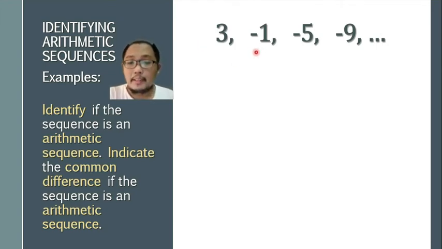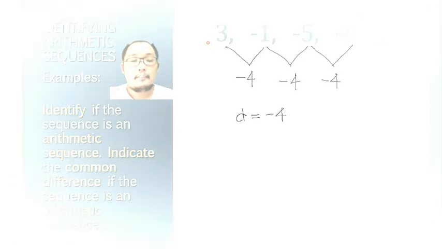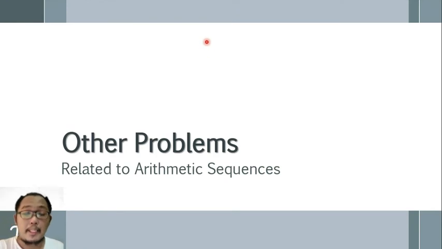Let us proceed directly with the subtraction of negative 1 minus 3. Here we have a negative 4. While negative 5 minus negative 1 also gives us a negative 4. Negative 9 minus negative 5 also gives us a negative 4. Since all of these differences are the same, the common difference is equal to negative 4. Hence, this is an example of an arithmetic sequence. And let us consider other problems related to arithmetic sequences.